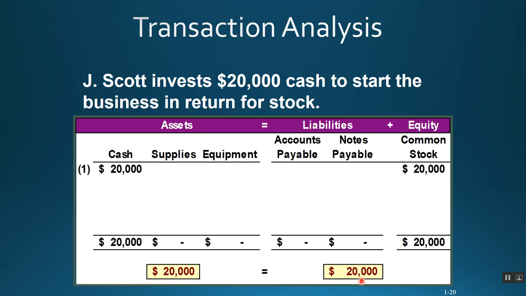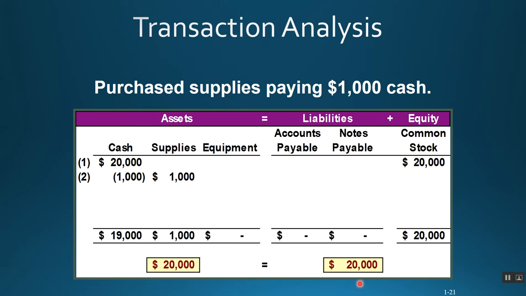They're both balanced, $20,000 on both sides. So another transaction, we purchased supplies paying $1,000 in cash. So instead of purchasing the supplies on account, he went on and paid in cash. So what are the two accounts impacted here? Cash and supplies. What is cash doing? Is it increasing or decreasing? It's decreasing because cash is going out to buy the supplies.